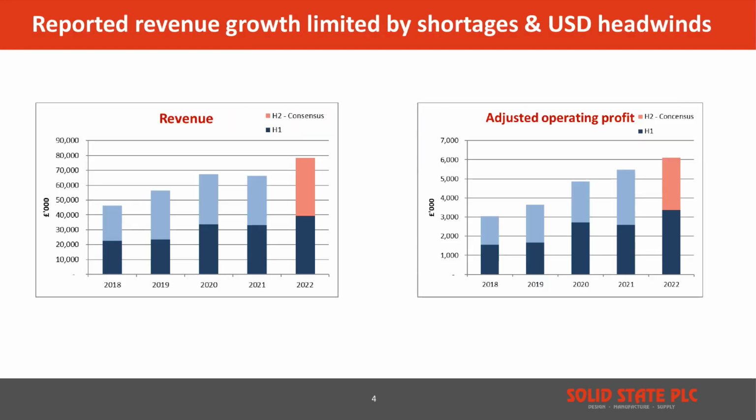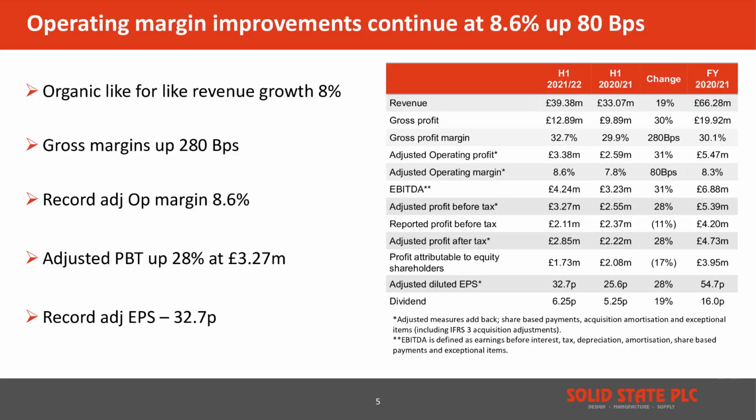Thanks, Gary. We'll kick off with a couple of charts here, and you can see on these charts I've included the consensus guidance from WH Ireland and FinCap, our brokers. Revenue for the full year expectations is just shy of 80 million, and adjusted operating profit just over 6 million. In terms of revenue, reported revenue growth is 19%, and that's benefited from the first period of impact of the acquisitions of Active Silicon and Willow that we completed just before year end.